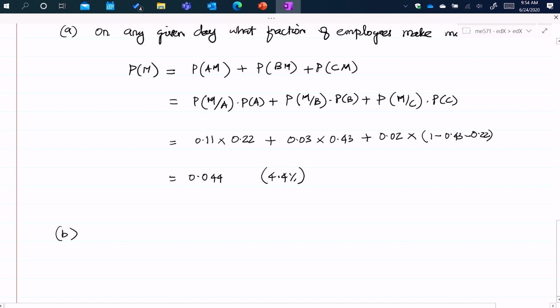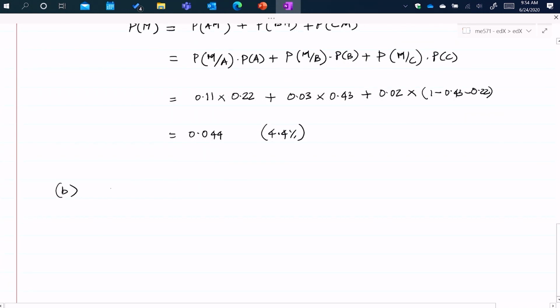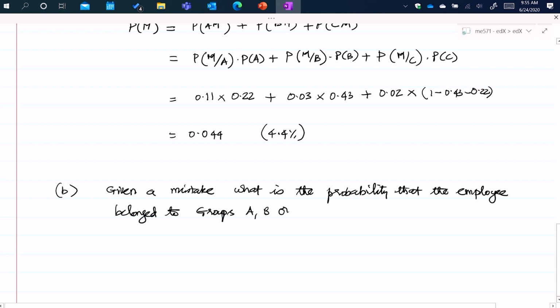Then let's go on to part B. Given a mistake, a flawed part missed, what's the probability that the employee belongs to A, B, or C?